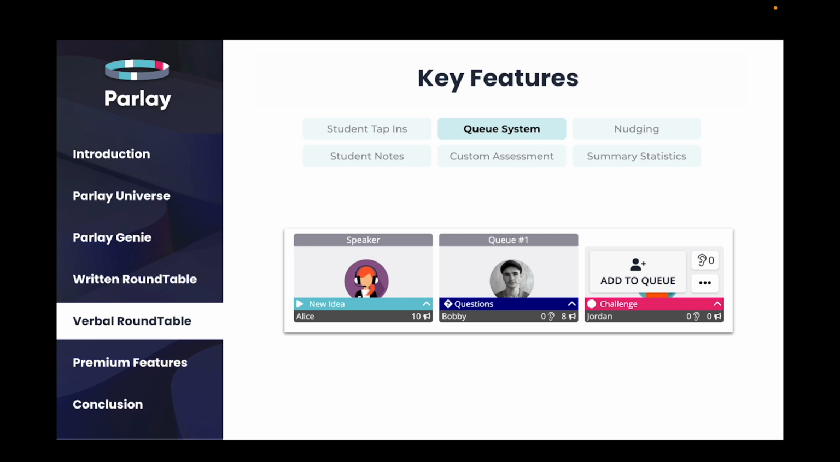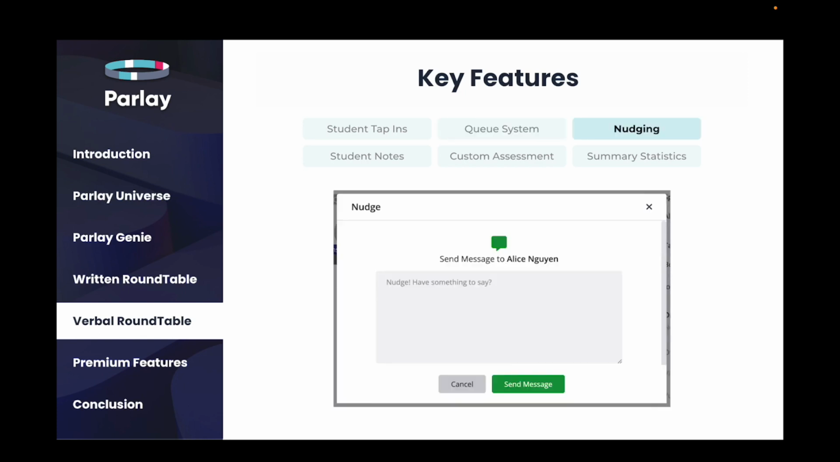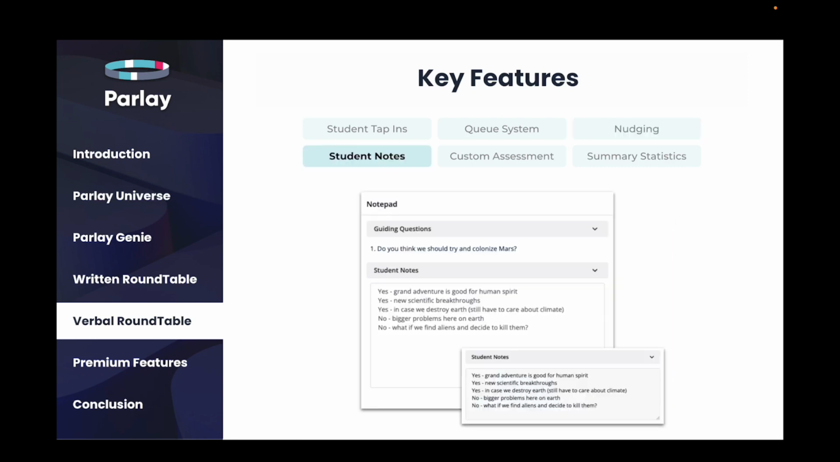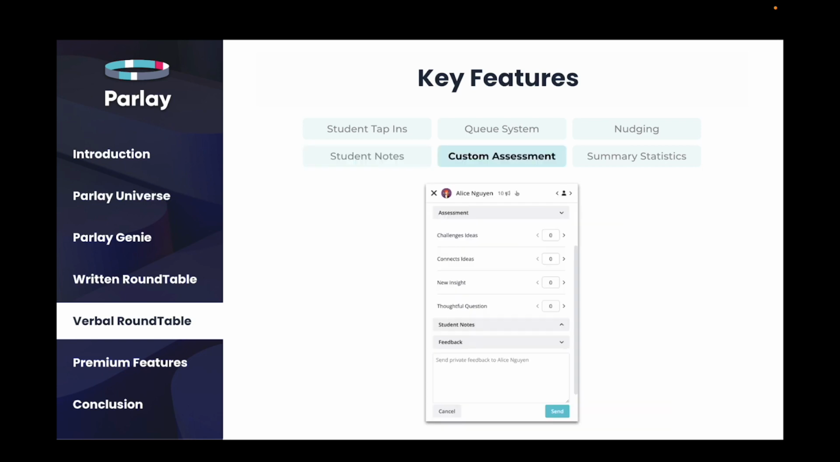Then they'll line up into a queue system, which is going to allow one person to speak at a time, and when they tap out, the next person comes in the queue. Teachers can also nudge quiet students during the discussion, encouraging them to participate. You can see student notes in real time and after the discussion is over.